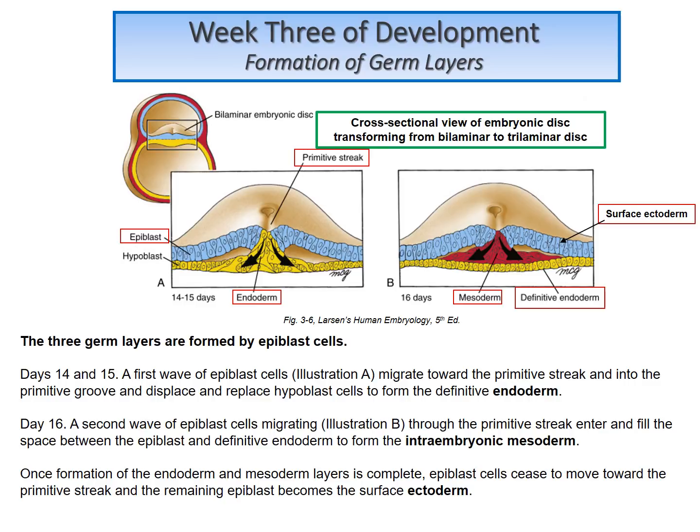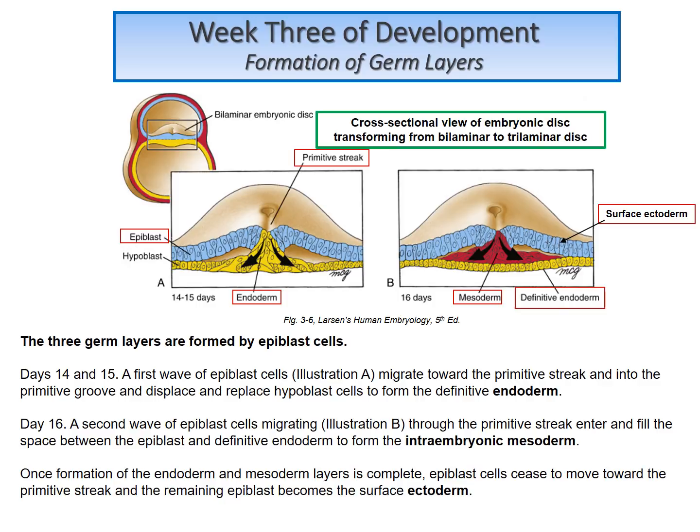In this slide, we describe the formation of the 3 germ layers. The images here show cross-sectional views of the embryonic disc transforming from bilaminar to trilaminar. The 3 germ layers are formed by epiblast cells. On days 14 and 15, there is a first wave of epiblast cells, in illustration A here, that migrate toward the primitive streak and into the primitive groove and displace and replace hypoblast cells to form the definitive endoderm.